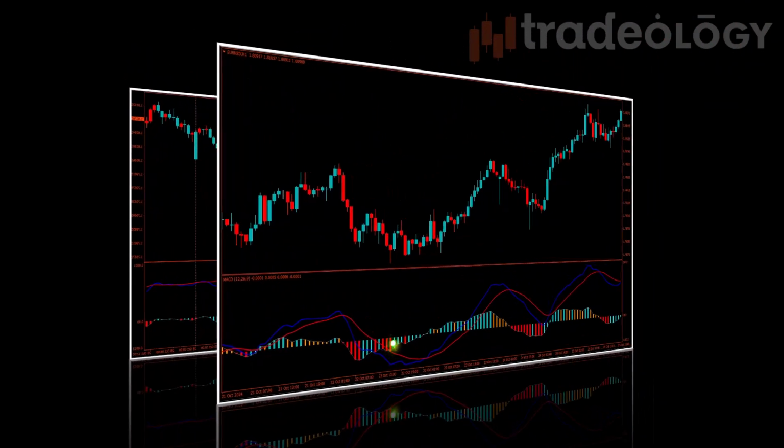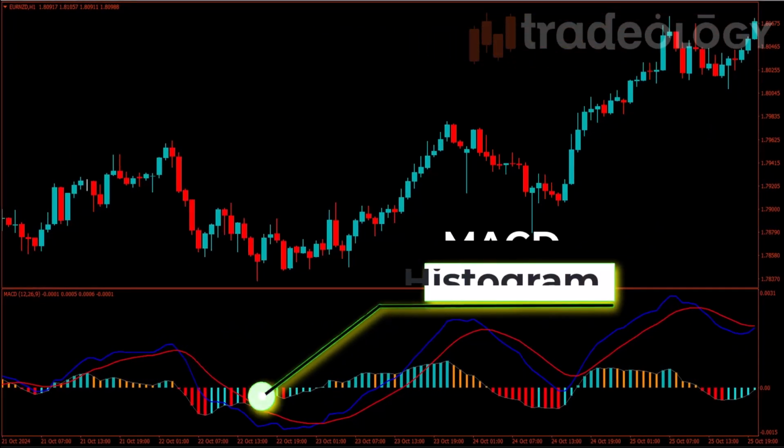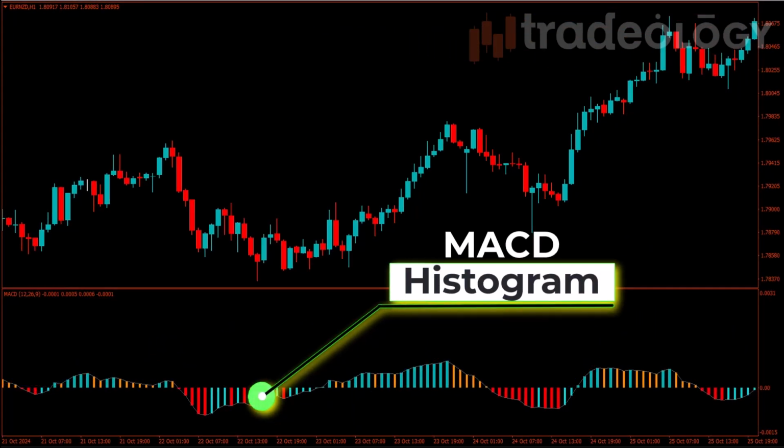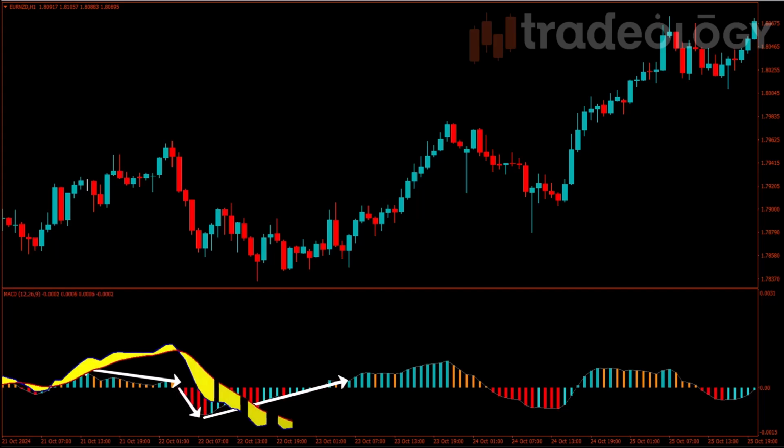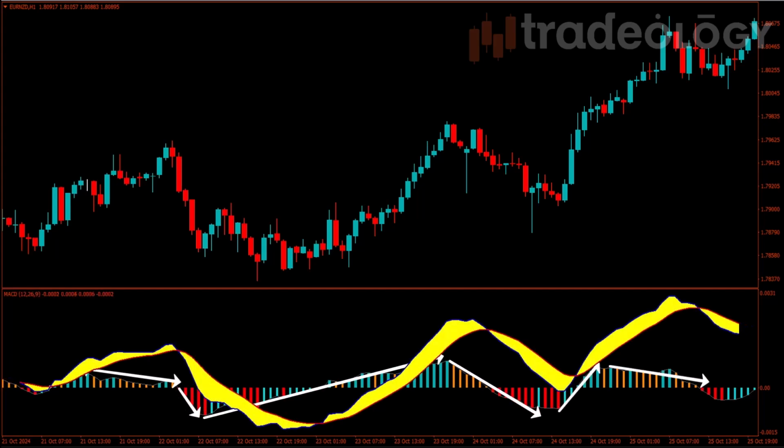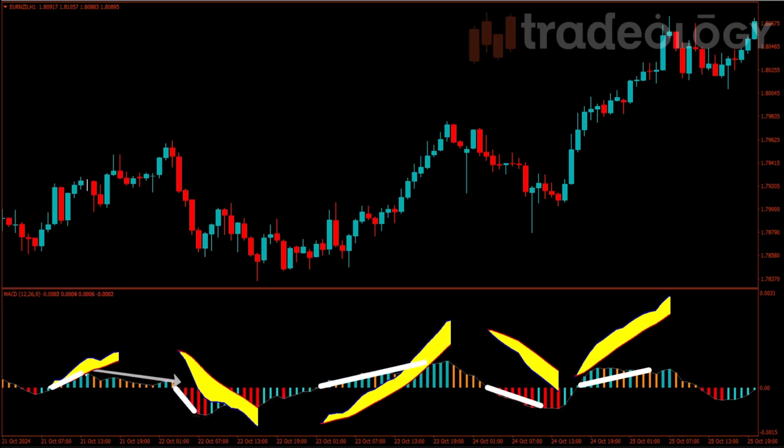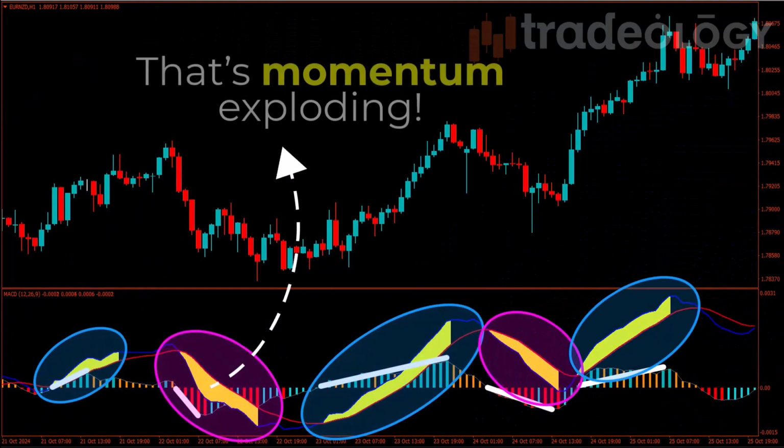Alright guys, here's something almost nobody talks about, the MACD histogram. And trust me, this thing is a game changer if you know how to read it. So let's break it down fast. The histogram basically shows you how strong the trend really is. When the market's pushing hard, the MACD line and the signal line move further apart and boom, the histogram bars get bigger. That's momentum exploding.